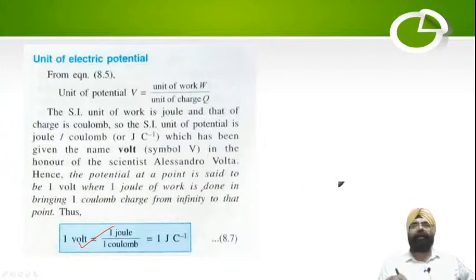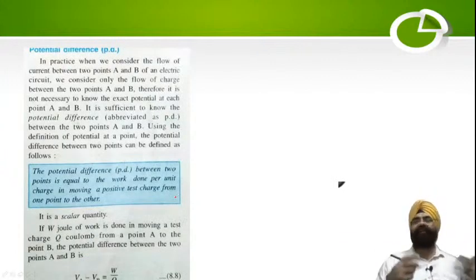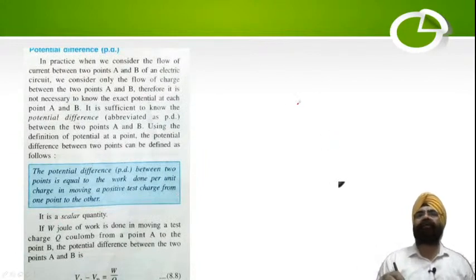So we have seen the definition also. The potential at a point is said to be 1 volt when 1 joule of work is done in bringing 1 coulomb charge from infinity to that point. Everybody understood this? Okay, so now we go to today. We did a quick recap yesterday, and now we go to something new, which is known as potential difference.